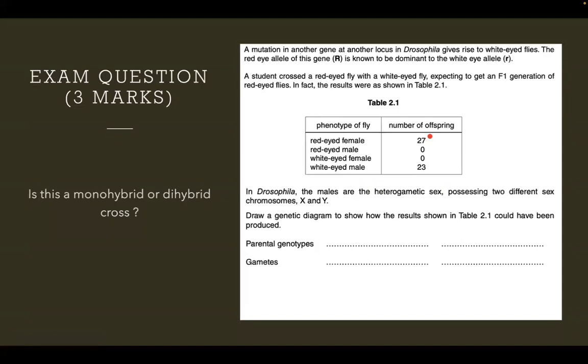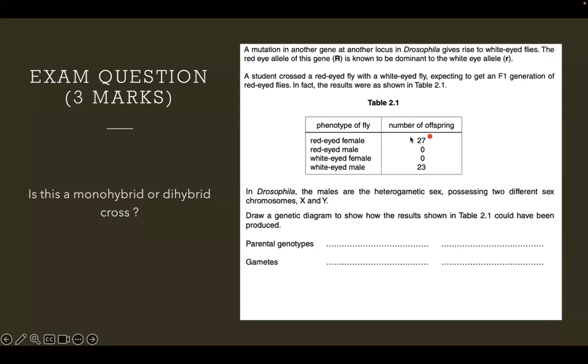Okay, so let's work through this question together then. So first of all, it says at the top of the question, a mutation. So I have taken this as like a part B of a question, but the first part isn't relevant. But let's work through it. So a mutation in another gene at another locus in Drosophila gives rise to white-eyed flies. The red eye allele of this gene is R, which is dominant, and the lowercase r is the white recessive allele.